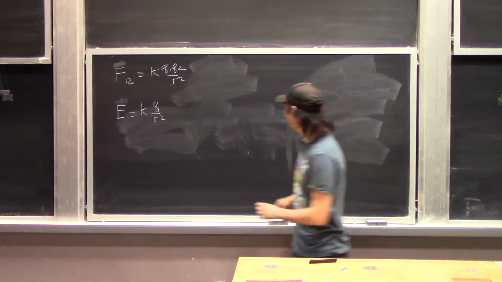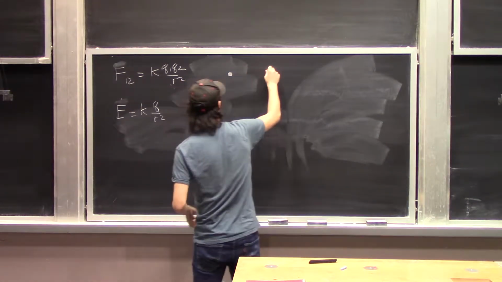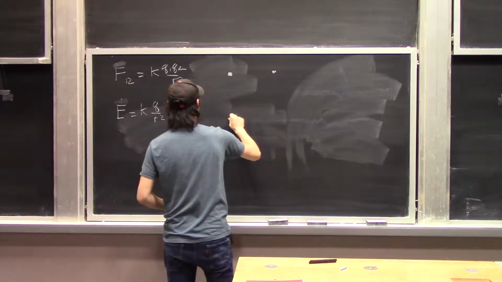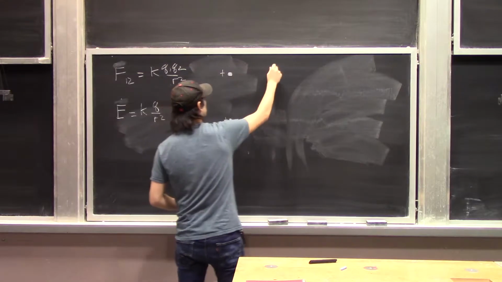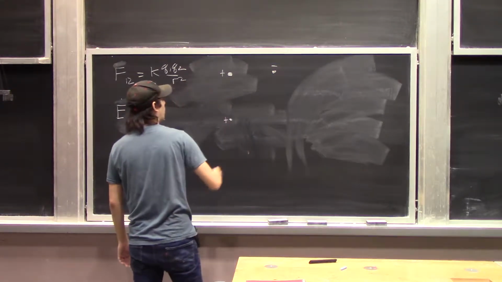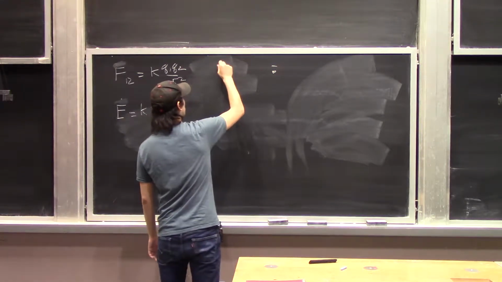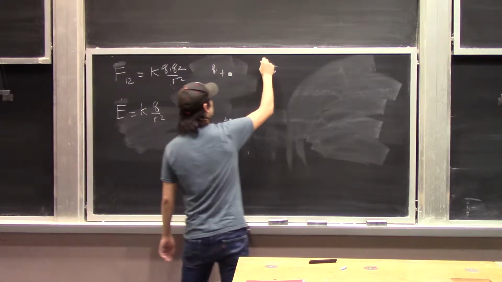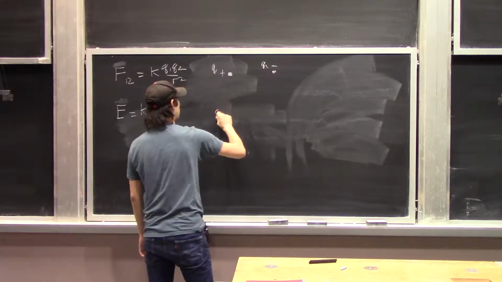Okay, so let's go ahead and talk about this one. So we have our point charges like this. We have some plus charge, some minus charge. I'm going to give these some labels. I'm going to call this charge 1, so this is Q1, Q2, Q3.